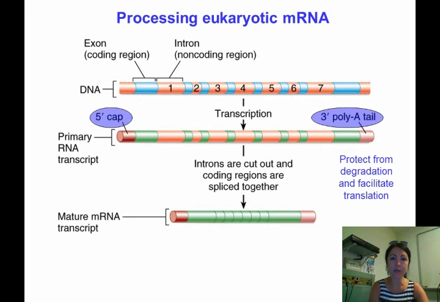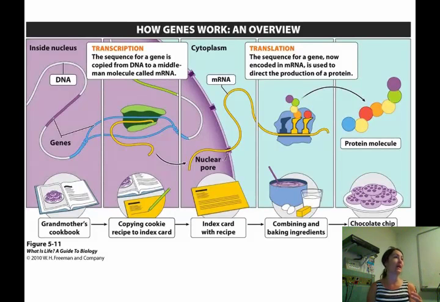So the basic process, if you think of this like your grandmother's cookbook, is that inside of the nucleus of the cell, we've got our DNA, which has genes that are coded into the DNA. Like your grandmother's cookbook, all of those recipes are inside of one place. So all of that DNA is inside of the nucleus. And then the next step is transcription. The sequence for a gene is copied from DNA to a middleman molecule called mRNA. So we're going from the DNA to the RNA.